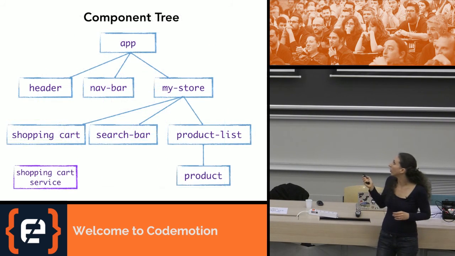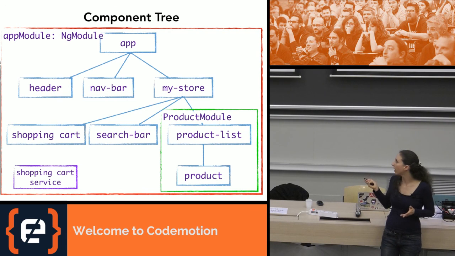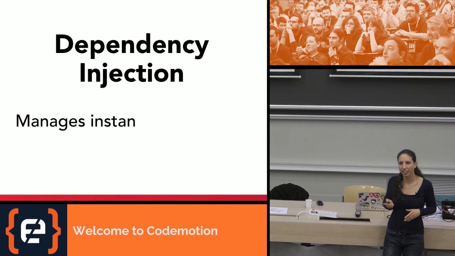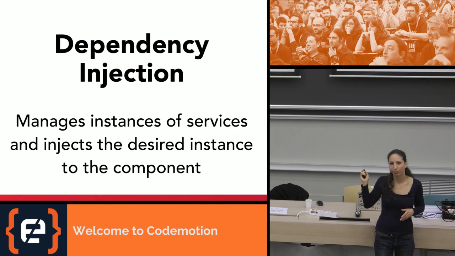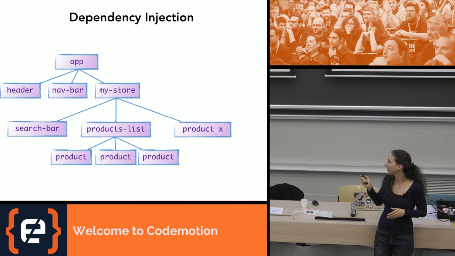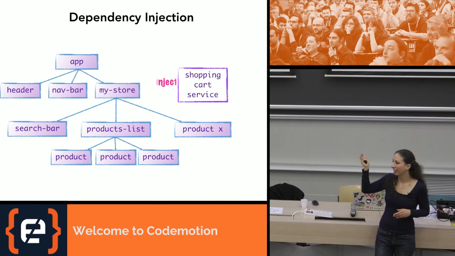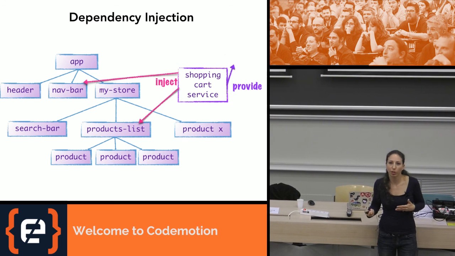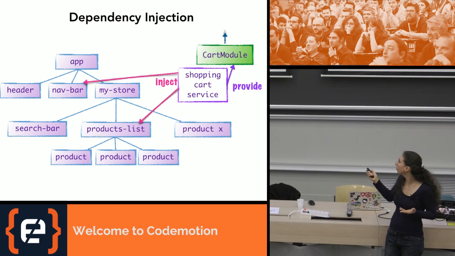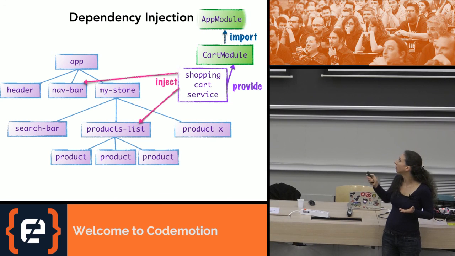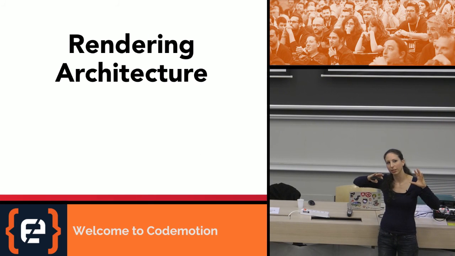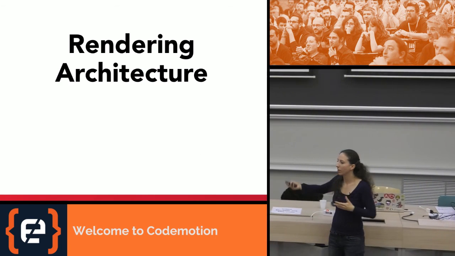All right, so we talked about modules. I mentioned dependency injection and how it works, so we'll just look quickly at this component tree again. The service can be injected to different components once we provide it to one of the modules, even if it's not the root module. But then the root module enables us to use it within the whole application.